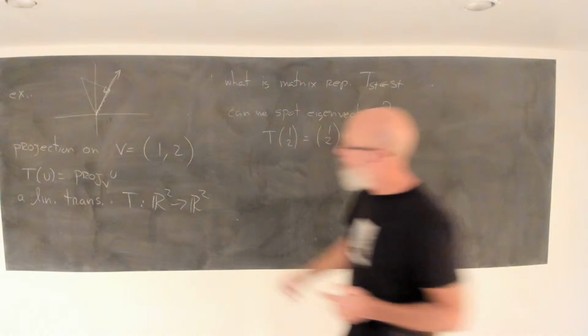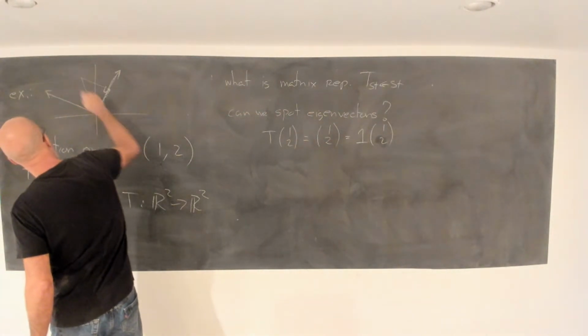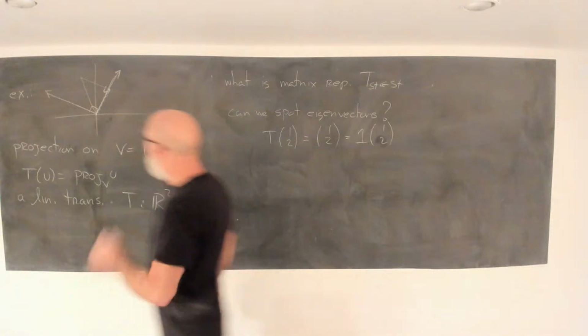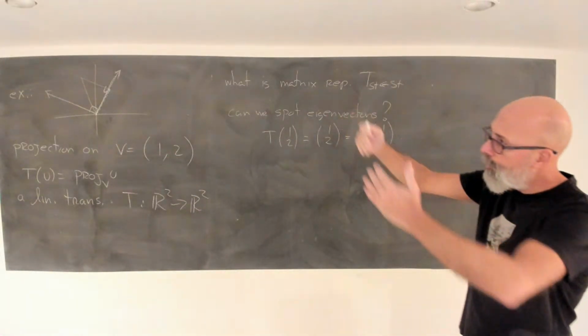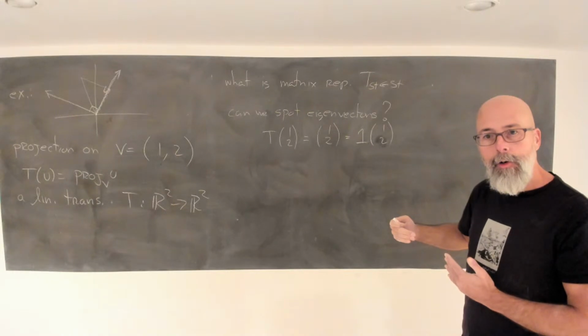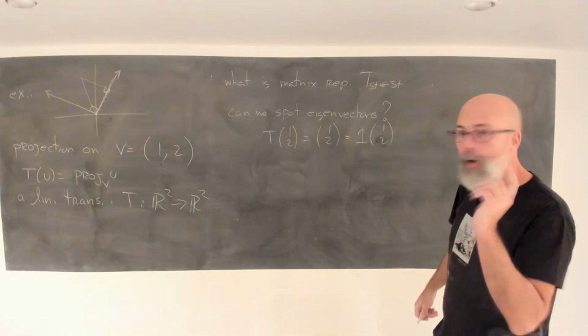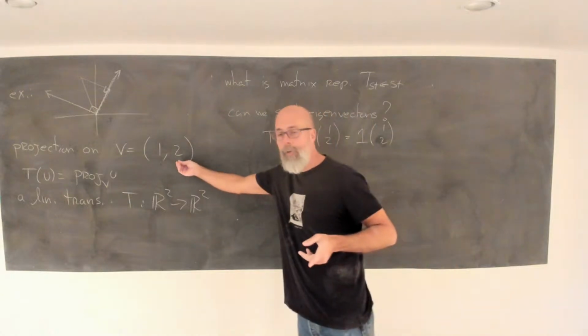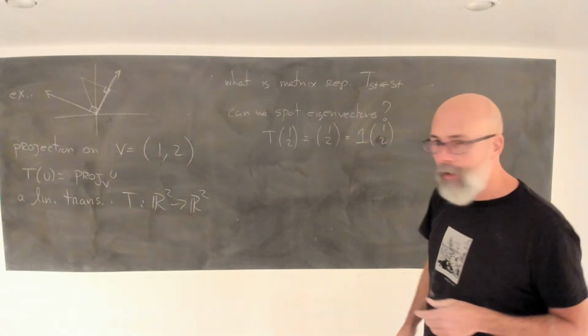And what happens if you took a vector perpendicular to 1, 2? If you take a vector perpendicular to 1, 2 and you project it onto 1, 2, you get 0. Exactly. You get the 0 vector. What is a vector perpendicular to 1, 2? Can we spot one just by looking?